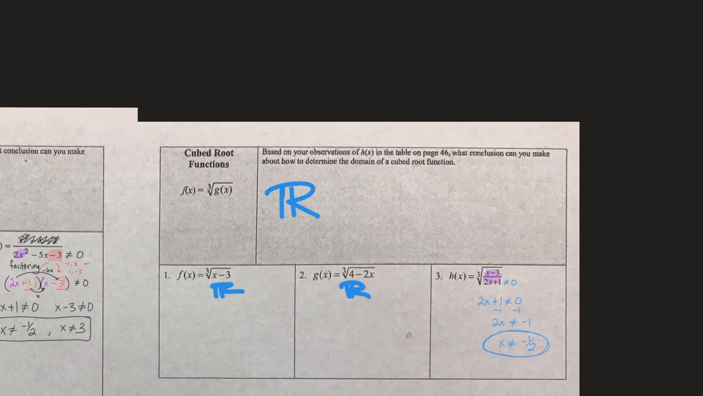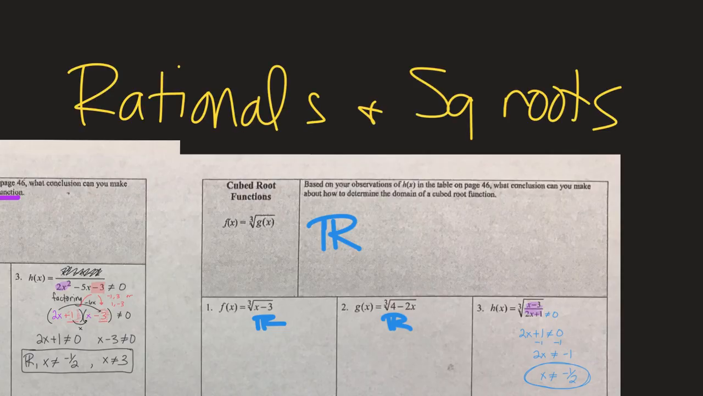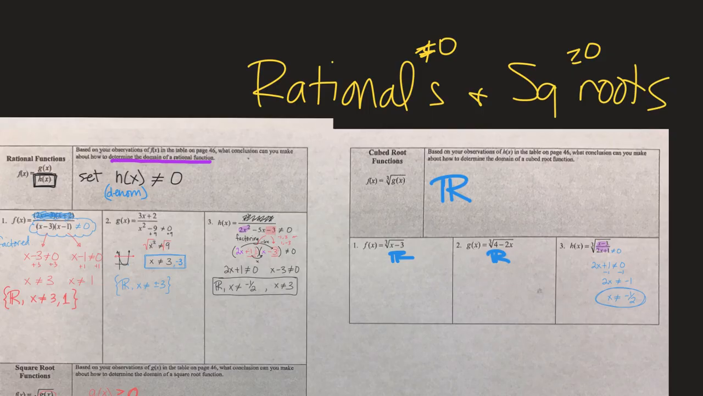Okay, so there are 2 functions that we are looking for when it comes to domain restrictions: rationals and square roots. So if you see a rational, you set your denominator not equal to 0 and you solve. And if you have a square root, you make your radicand greater than or equal to 0 and you solve. Okay, so there's some stuff about finding domains using algebra.